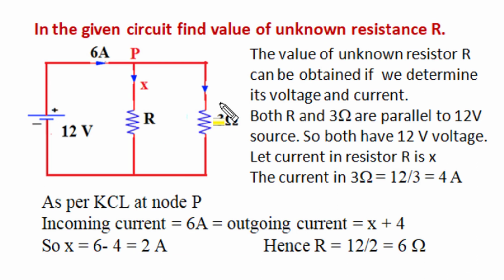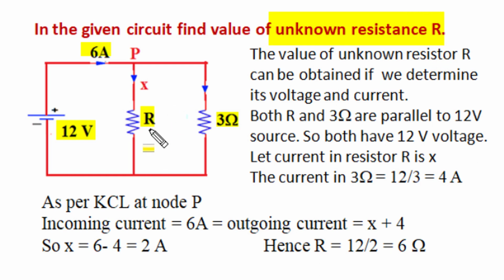The utility or application of Kirchhoff current law can be understood by a few examples. In this circuit, we are given two resistances, one unknown R ohm resistance and second 3 ohm resistance, and they are connected in parallel to a 12 volt voltage source, and the voltage source supplies 6 ampere current to this circuit, and we have to find out the value of this unknown resistance R.